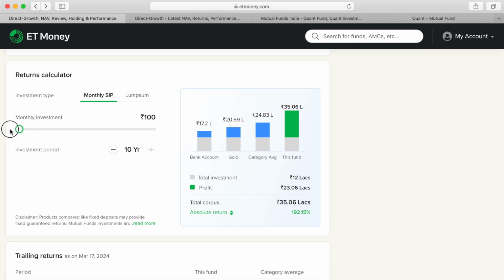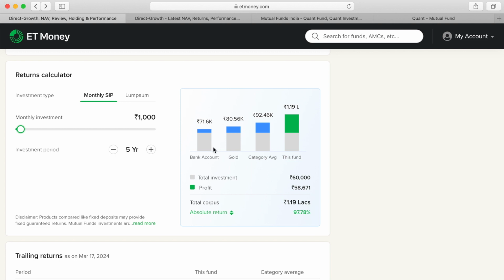Consider you have started investment in this fund 5 years before today. So consider you have started with 1,000 rupees per month for over 5 years. So the total investment you would have made in this mutual fund would be 60,000. The profit you would have gained is 58,671 rupees. So combining these two, you would have earned the return of 1,19,000 rupees. So the absolute return is 97.78%, which is really 100% of your investment.